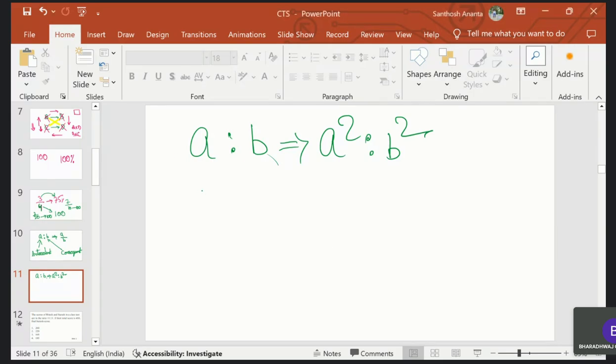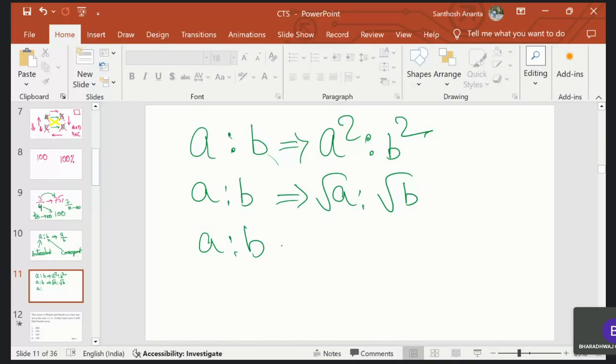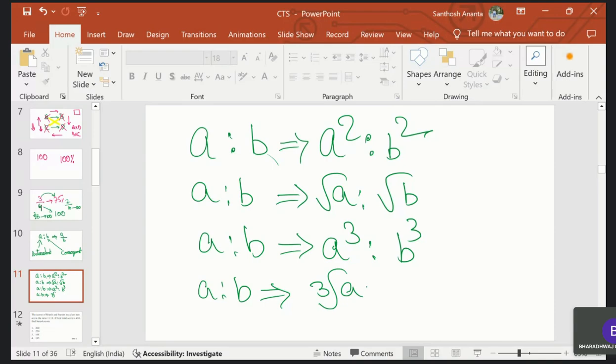Next one, subduplicate ratio of A is to B. The subduplicate ratio of A is to B is under root of A is to under root of B. Next one, triplicate ratio of A is to B. The triplicate ratio of A is to B is A cube is to B cube. Next one, subtriplicate ratio of A is to B. The subtriplicate ratio of A is to B is cube root of A is to cube root of B.